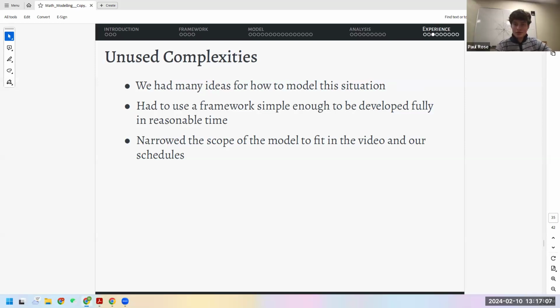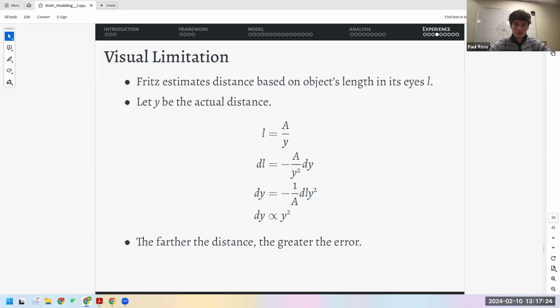So we had many ideas for how to model this situation, but we had to use a framework that was simple enough to be fully developed in reasonable time. So we had to narrow the scope of the model to fit into our video. One of our unused ideas was a model for the dog's inherent visual limitation of the error. We found the error to have a square relationship with the distance. While this approach more accurately represents the learning-independent errors, we decided to omit it to stay under the video time.